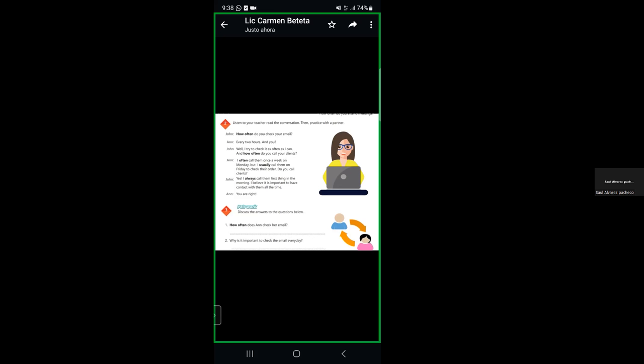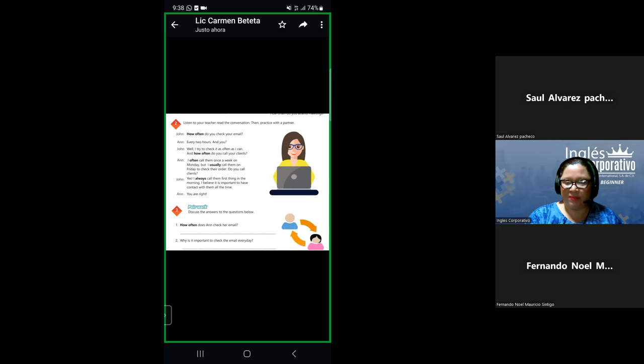But it's check every 2 hours. Yes, she checks her email every 2 hours. Okay. Every 2 hours. It's not always, it's every 2 hours. Okay, every 2 hours.